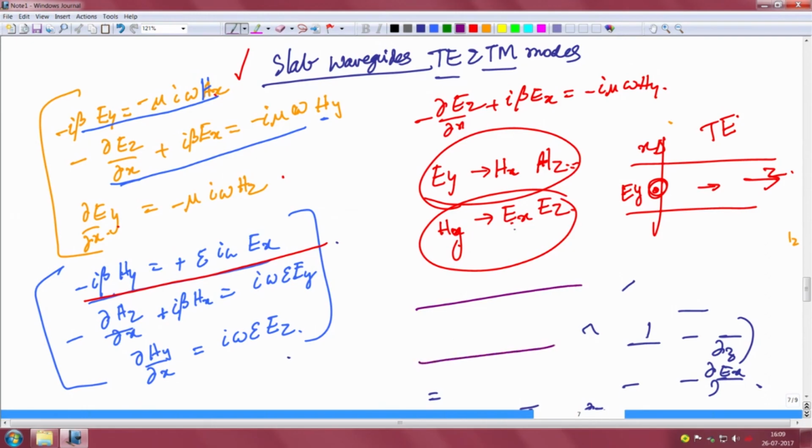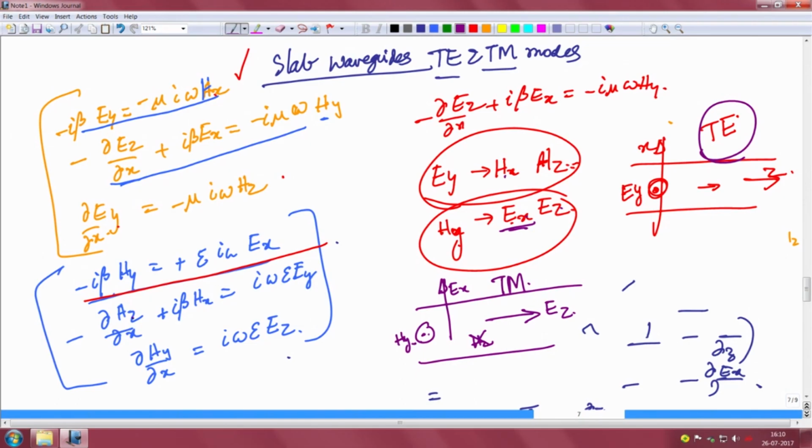Similarly, if you look at the other equations, we usually describe the polarization states or the modes with respect to the electric fields. So, you have an electric field along the x direction, and this is the propagation direction. The Ez component is also there, but Hy is in the plane of the waveguide, and there is no Hz component. So, we can call these TM modes. We can have TE modes having Ey, Hx, Hz, and TM modes having Hy, Ez, Ex.